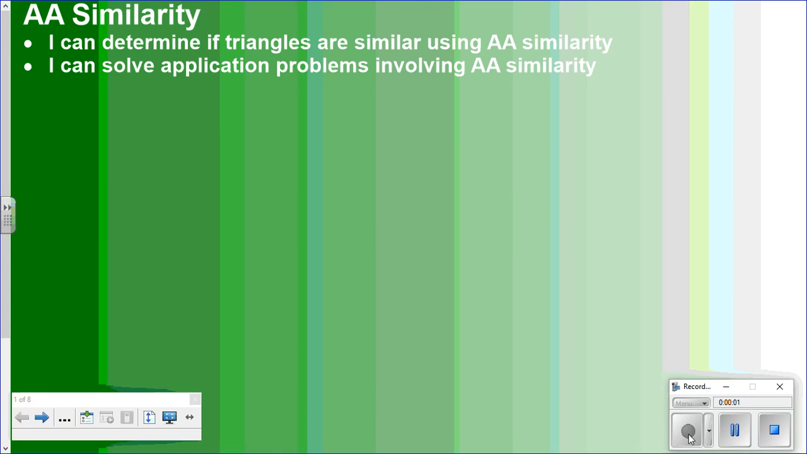In this lesson, we'll be talking about angle-angle similarity. By the end of the lesson, you should be able to determine if triangles are similar using the angle-angle similarity and solve application problems using the angle-angle similarity.